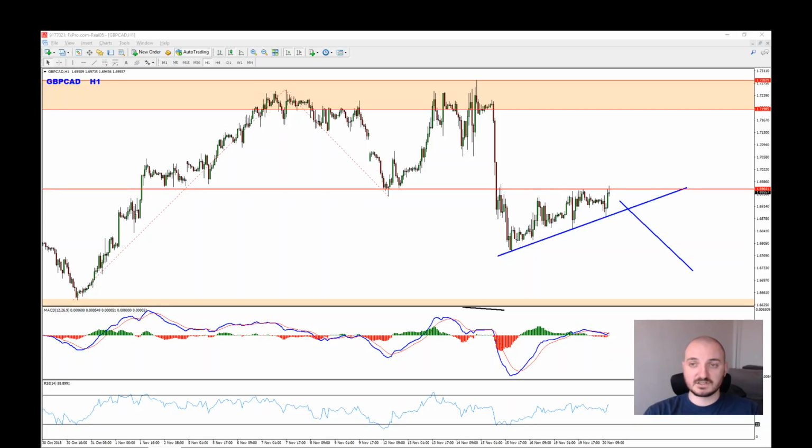Of course, as this is an aggressive entry, we always go with much lower risk than we would normally do, right? So if you're usually risking, let's say, 1% of your account, this time you can go ahead and risk 0.5% or 0.3% or so. Okay.